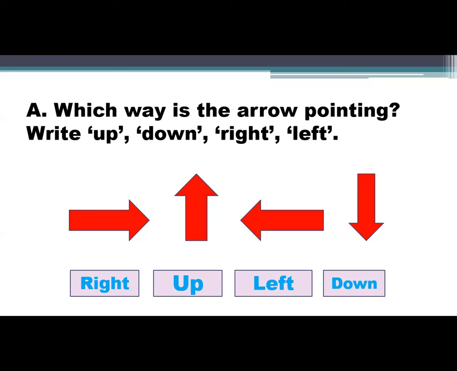Now look at the second arrow. Is the second arrow up or down? Yes, the second arrow is up. Look at the third arrow. The third arrow is pointing left. And the last arrow is pointing down. Right, up, left, and down.